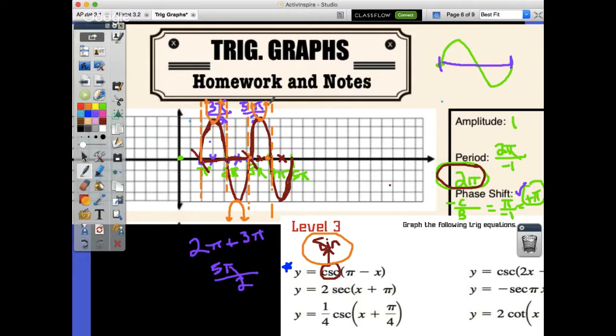I hope that made sense to you. Probably should get another one here. And again, just showing that the only difference between cosecant and sine is just putting those dotted lines and making sure that the parabolas fall between the asymptotes. That's pretty much it on that side.